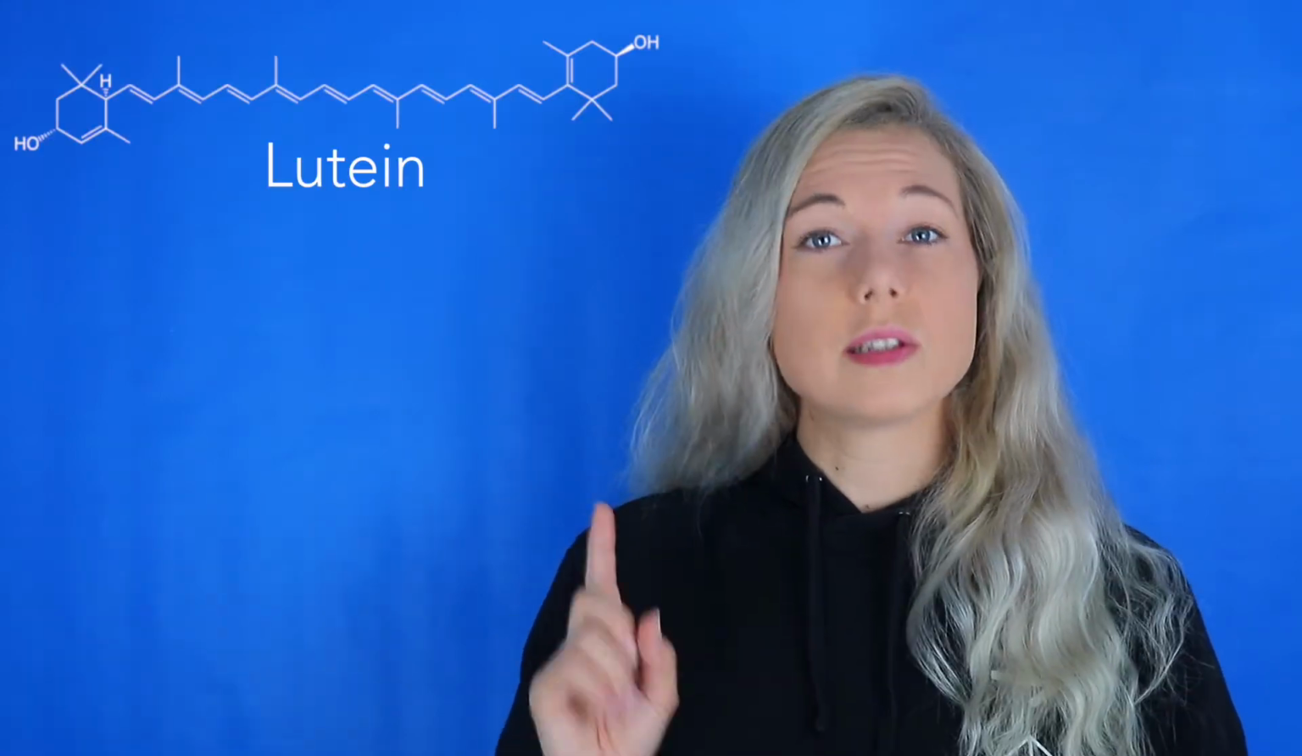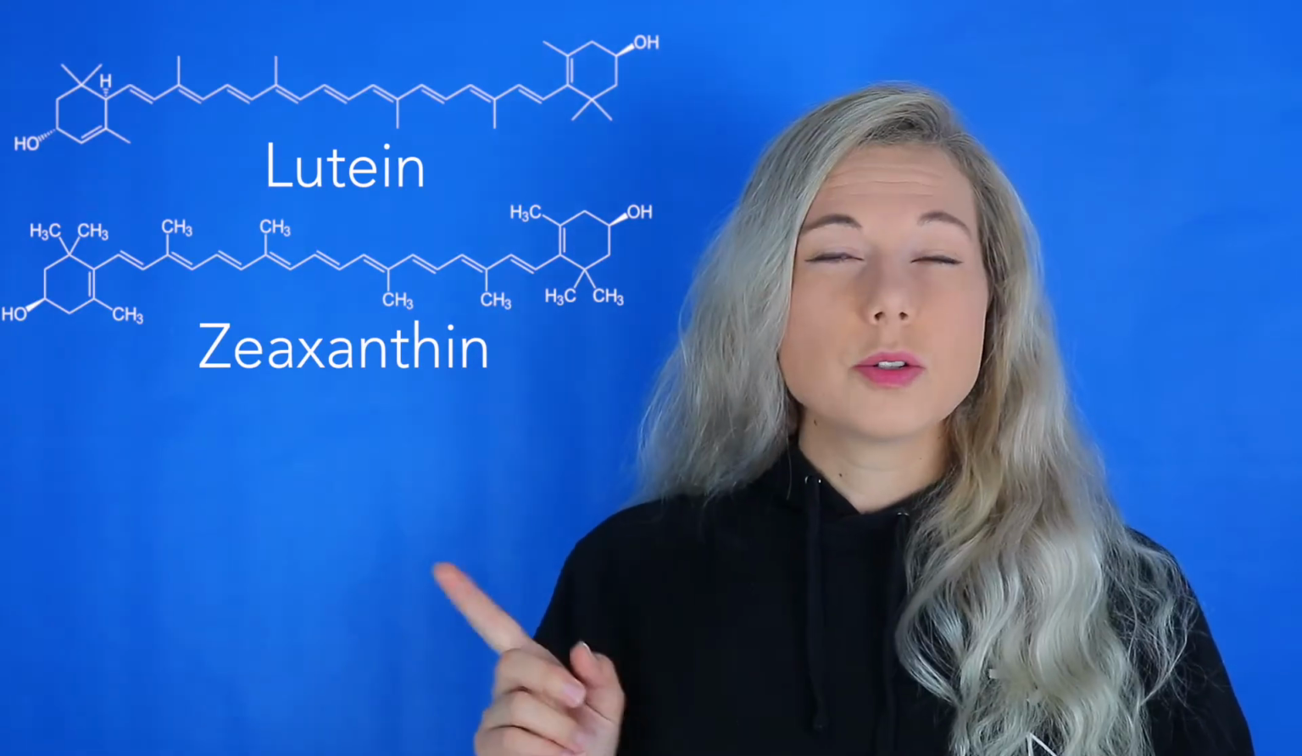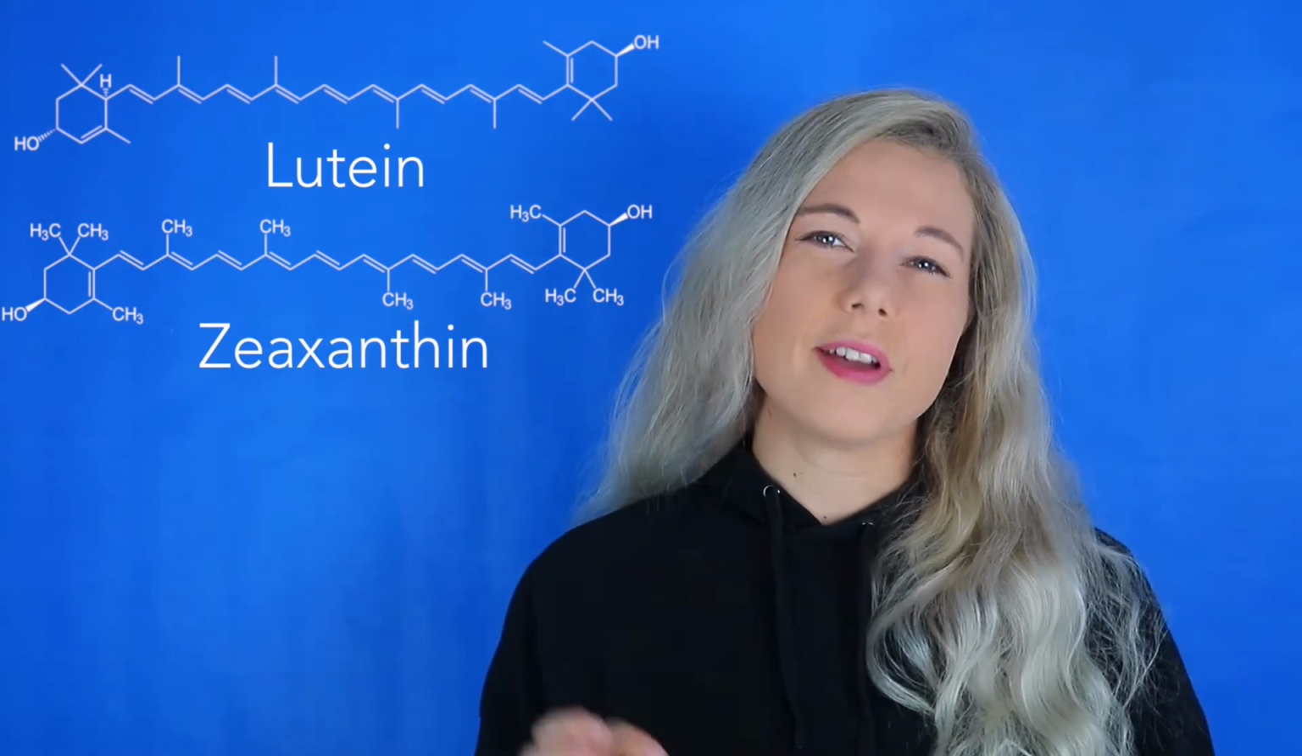Let's start from the inside out. The center of the egg is the egg yolk. Its yellow color comes from the carotenoid proteins lutein and zeaxanthin. These two molecules result in a slightly faded yellow color.